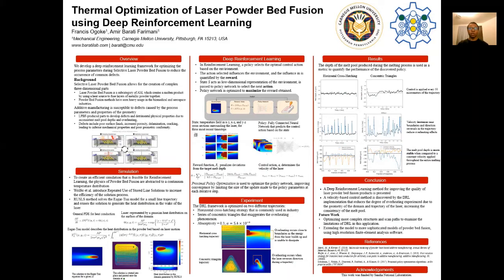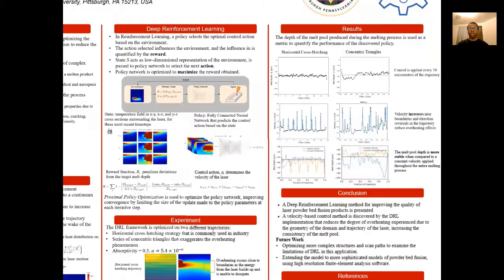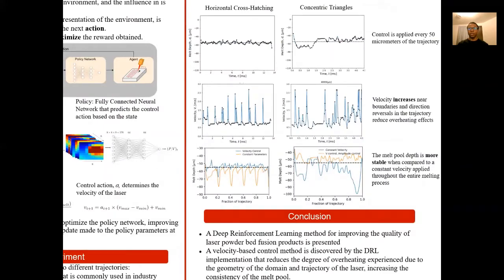So by examining the control policy, you can see the improvements that are made to the melt pool depth, as opposed to using a constant velocity for the entire case. So the velocity increases at specific points to reduce overheating. So in the horizontal cross-section case, we see an increase in the velocity near the boundaries. And in the triangular case, we see increases in the velocity whenever the laser changes direction, or as it heads more generally towards the center of the domain.